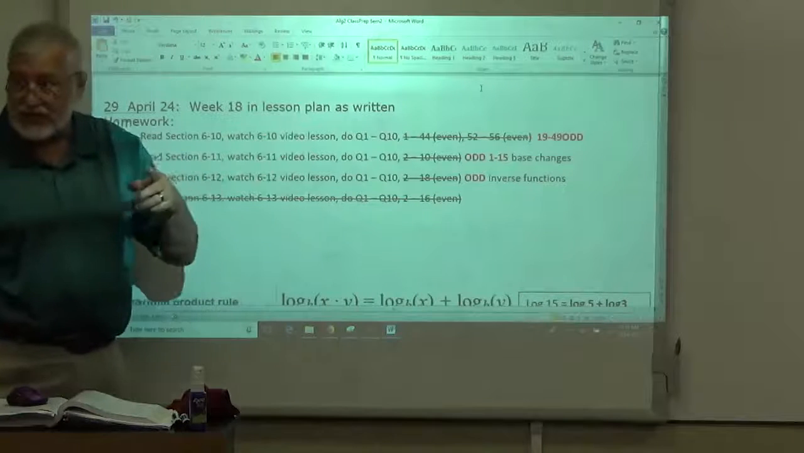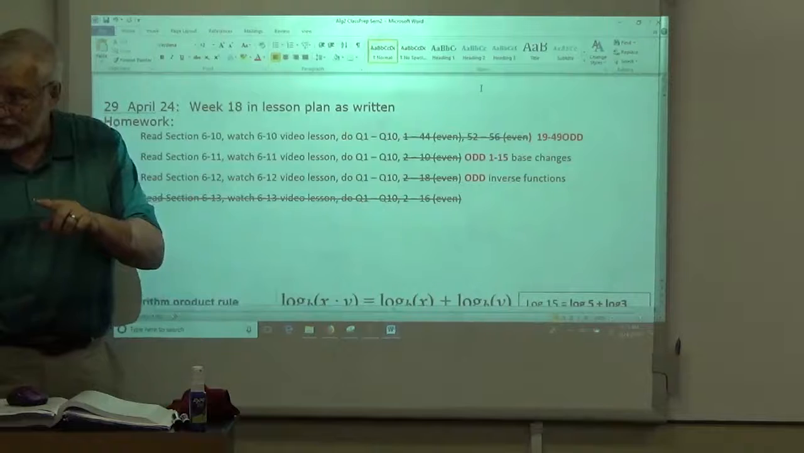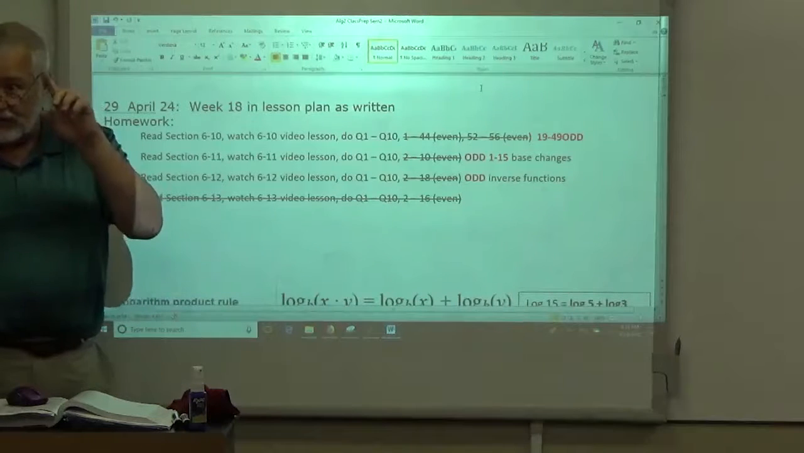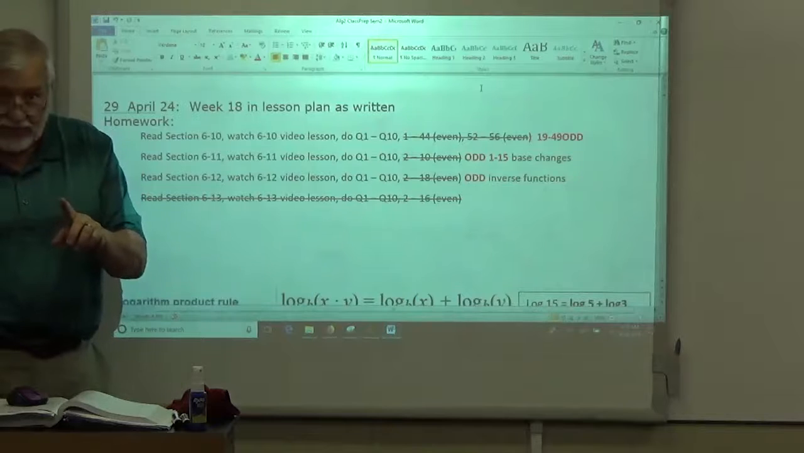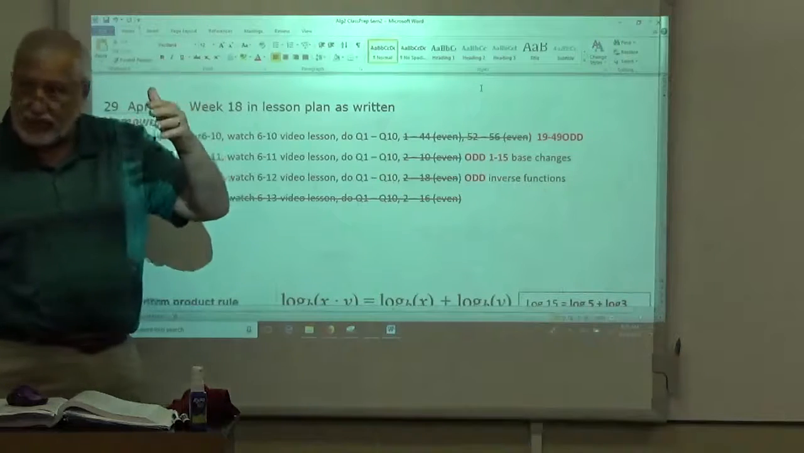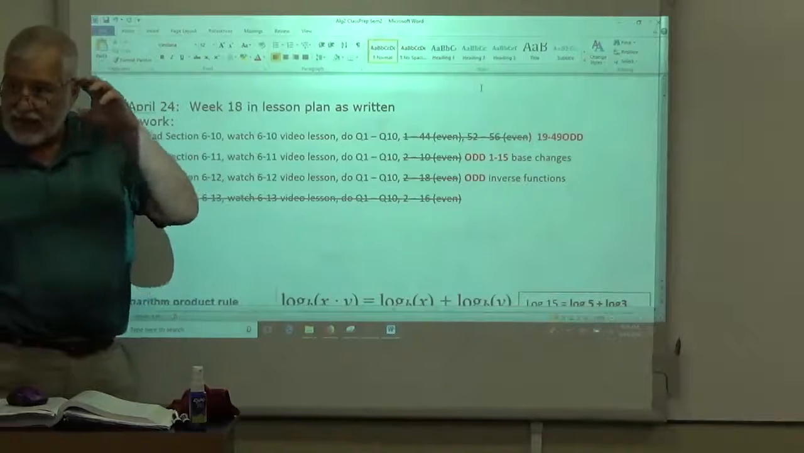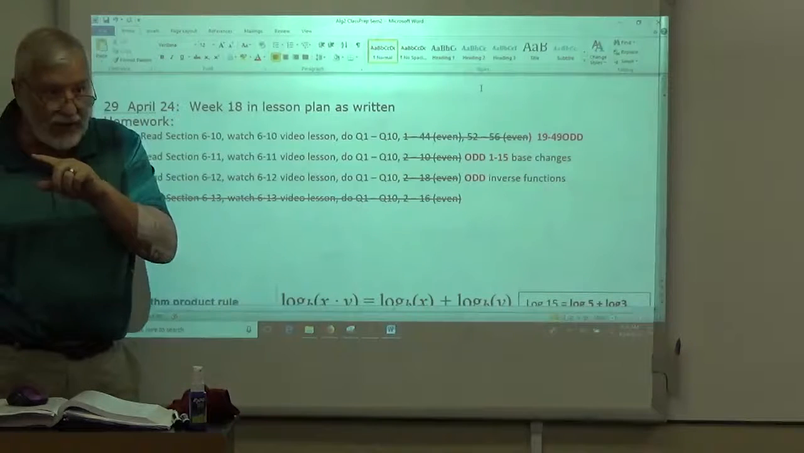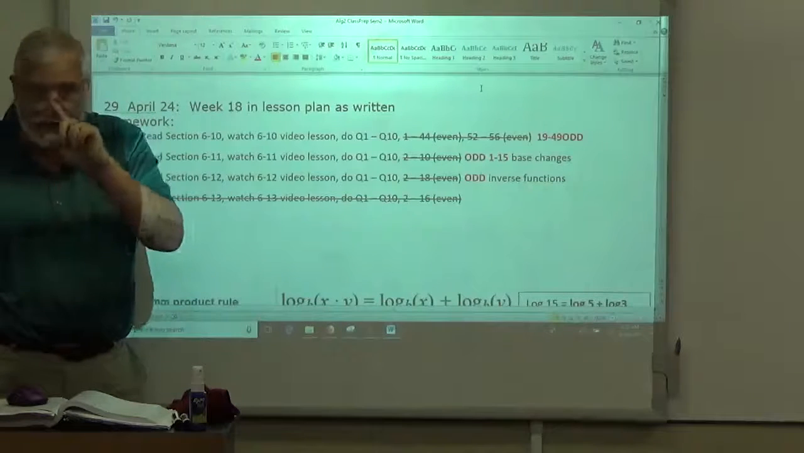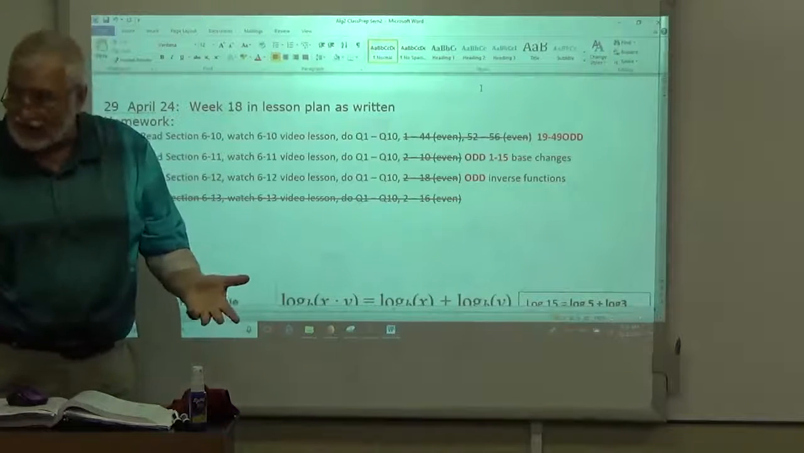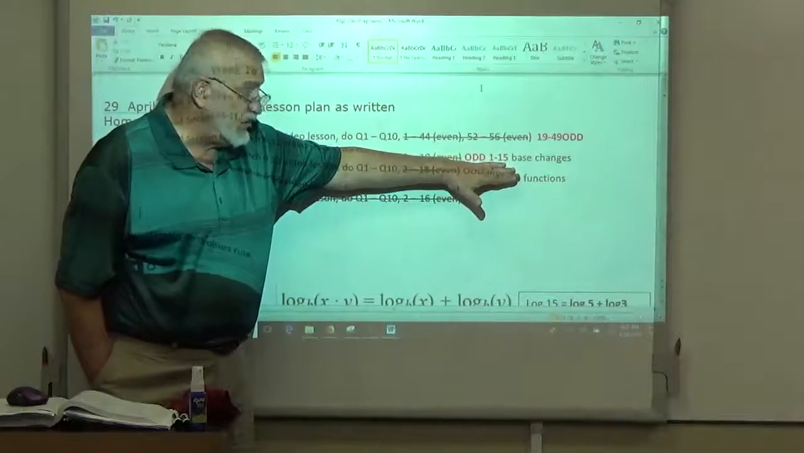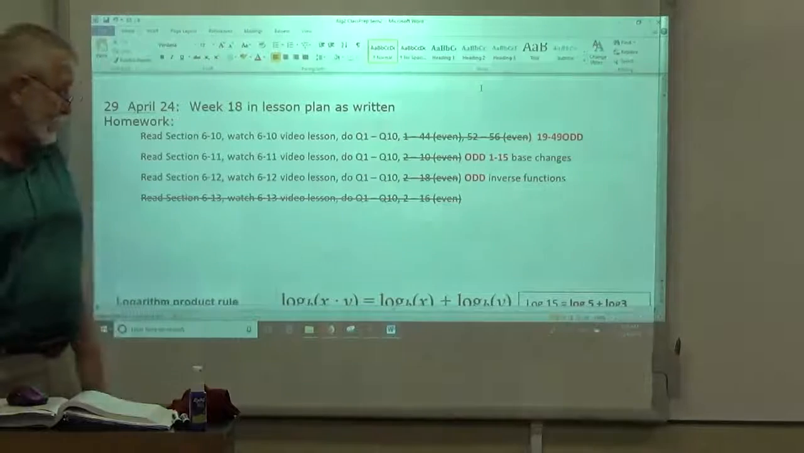Then in section 611, which is base changes, and again, we've been doing base changes for a long time. I think it's one of the skills that you should be comfortable with as far as logarithms are concerned, because if you see two different bases, you're going to take in the calculator the log of the number divided by the log of the base, and you have the answer from the calculator. So for base changes, you're going to do odd 1 through 15.